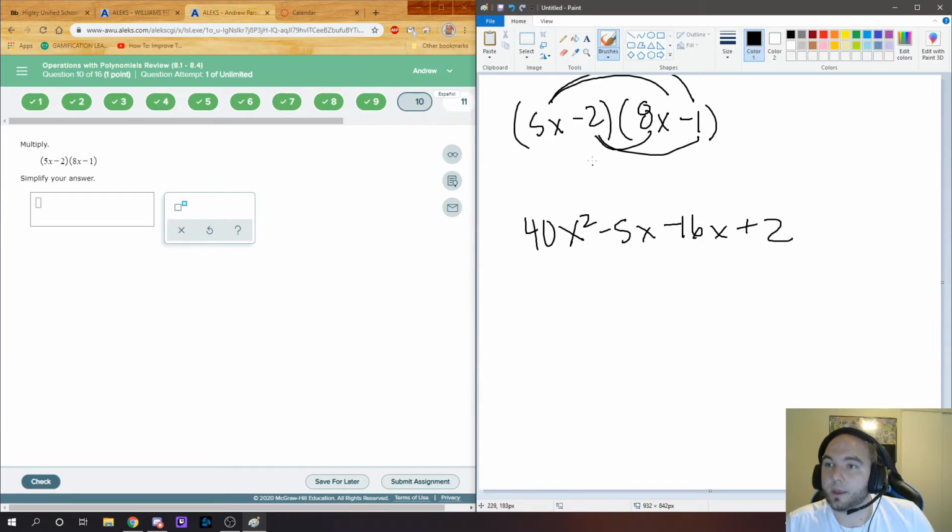So here's this one. 5x times 8x is 40x squared. 5x and negative 1 is negative 5x. Negative 2x and 8 is negative 16x. And negative 2 times negative 1 is positive 2. And these are like terms, as usual.